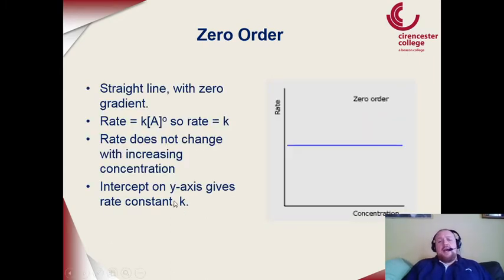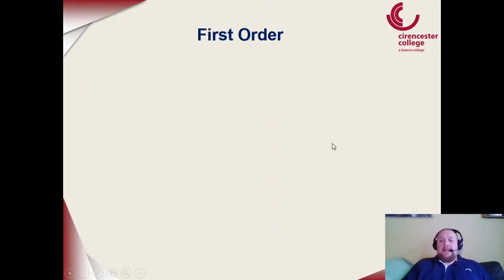Interestingly, the intercept on the y-axis is going to equal the rate constant. It's worth remembering that because occasionally they will just give you a graph like this and ask, what's the rate constant of this? You just have to go to the intercept where concentration equals 0. As it's totally linear, whatever the y value is, that is going to give you the rate constant k.